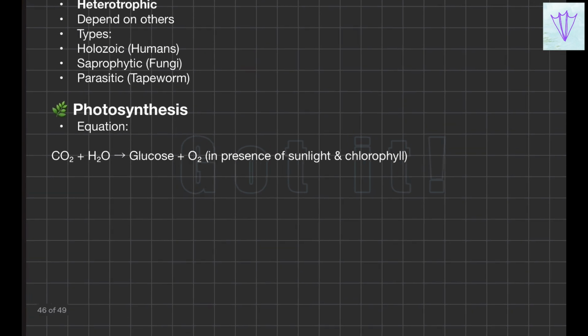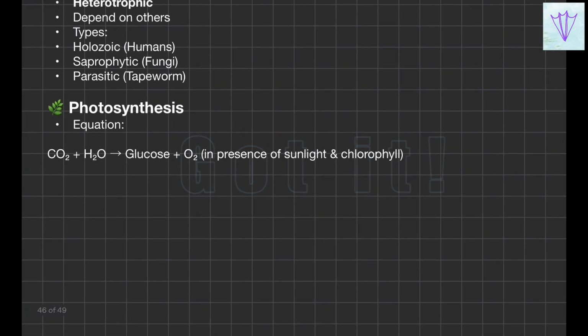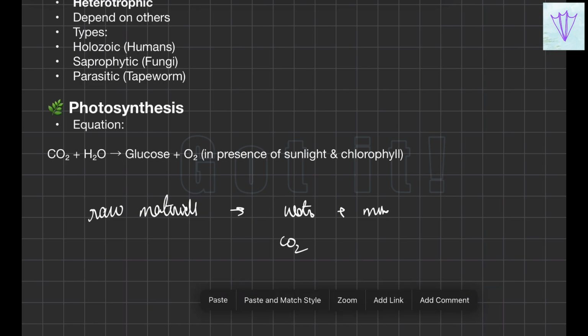Speaking of photosynthesis, it is a process by which green plants prepare their own food. The raw materials which are required for photosynthesis will include water and minerals, carbon dioxide, sunlight, and chlorophyll. The products which we get are carbohydrate, which is glucose, which is converted to starch.